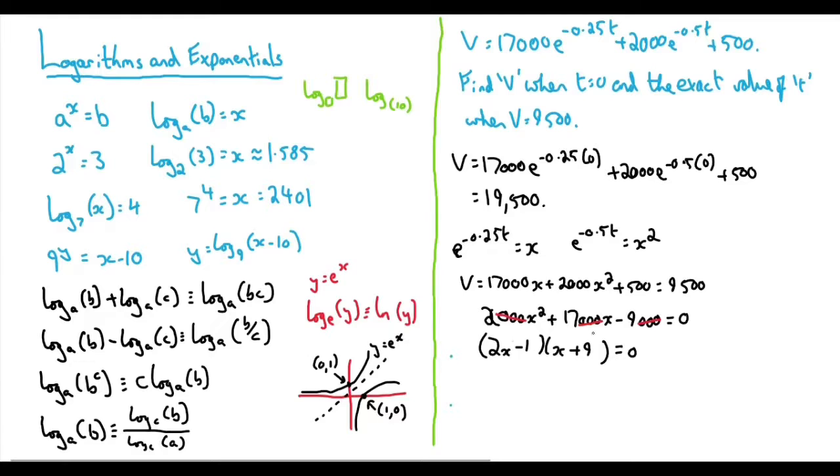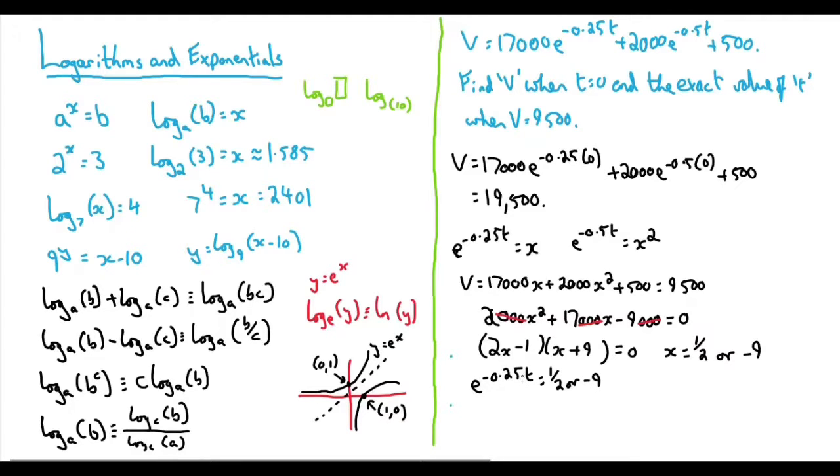Therefore, to make either one of these brackets equal 0, we either need x equals a half or x equals minus 9. Now we mustn't forget, however, that these x's are actually this e to a power term here, and it's t you're actually trying to find. So we end up with e to the minus 0.25t equals a half or minus 9.